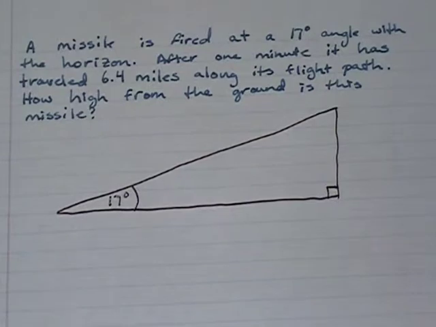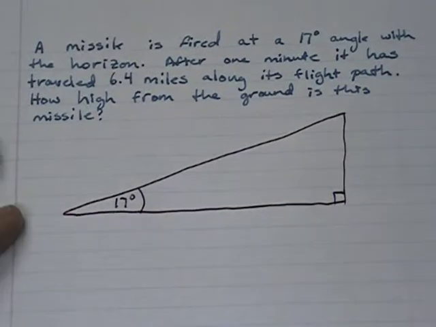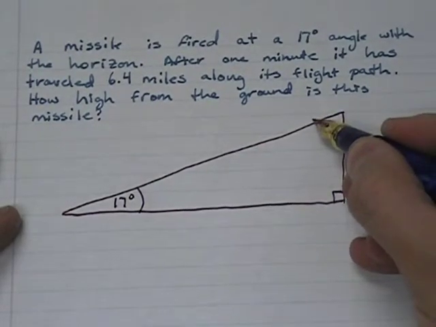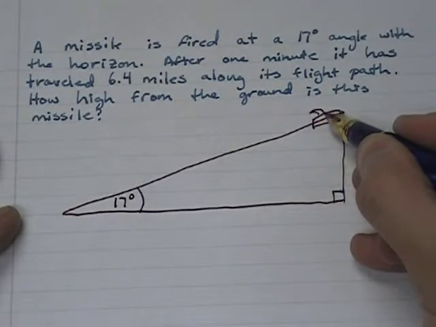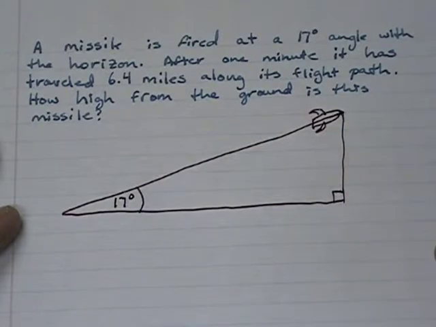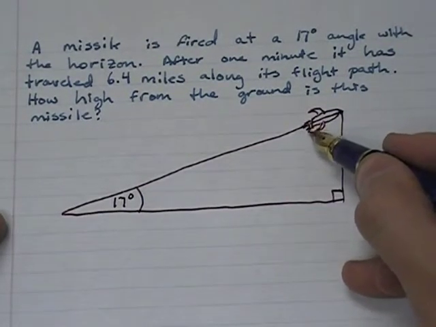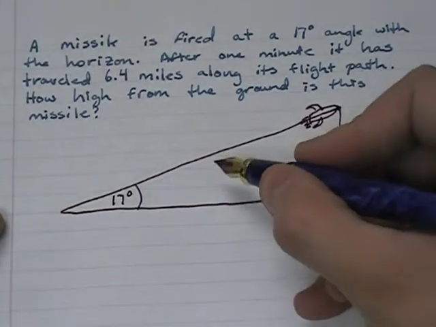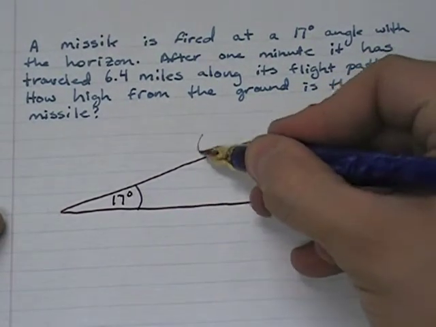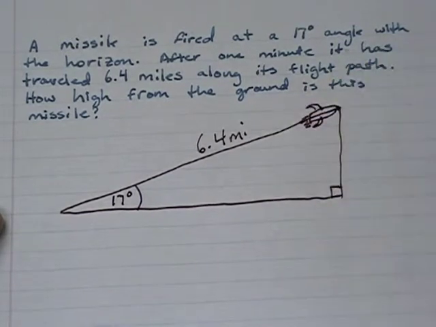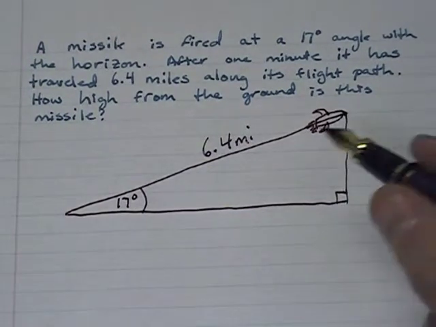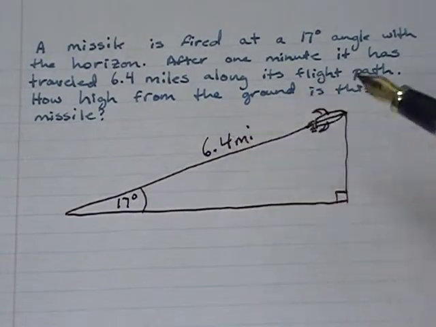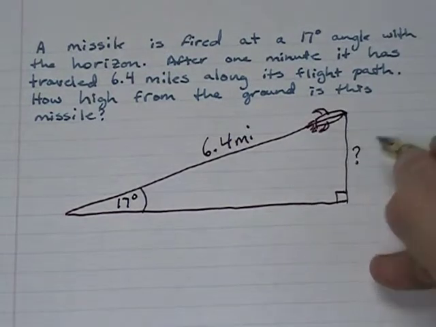And it says that after 1 minute it has traveled 6.4 miles along its flight path. Now, the flight path of our missile is going to be right here. Here's our missile, and it's got little rocket ship type things. I don't know what's going on there, but anyway, here's the flight path of our missile, and it has traveled 6.4 miles, and it asks how high from the ground is this missile. So we're given this angle, we're given this distance, and we're asked to find this distance.